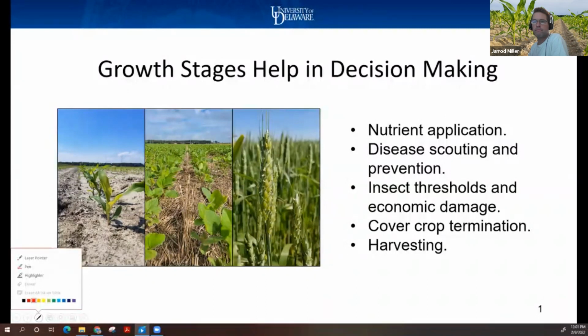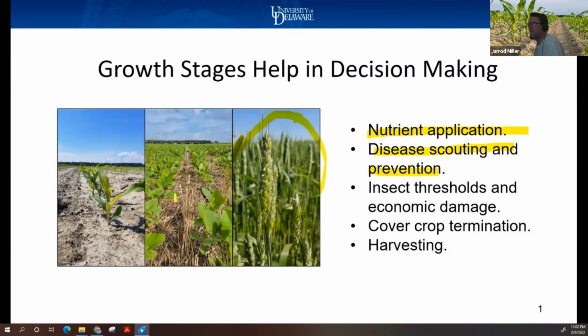So I know we have a range of people that attend these, and you might just be interested in being able to communicate or understand what stage something's in a field. And what growth stages help people do is make decisions. One, you'll see it definitely with corn, decisions on nutrient application when we talk about side dressing nitrogen. It's certainly disease scouting and prevention, because you're going to have different diseases early in the season versus later in the season, like when you have early growth versus seed head formation.